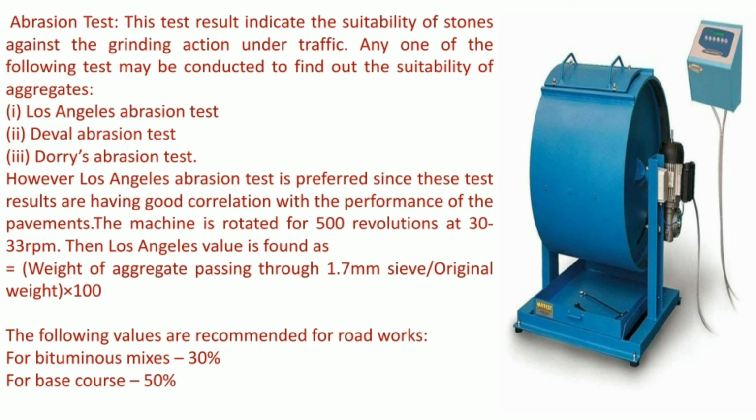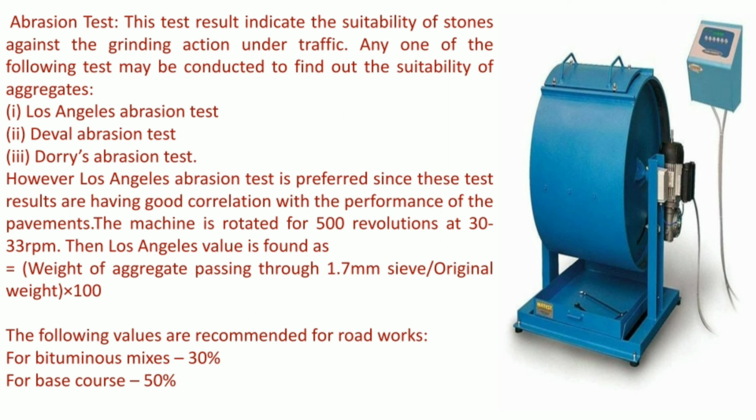This test result indicates the suitability of stones against the grinding action under traffic. Any one of the following tests may be conducted to find out the suitability of aggregates: Los Angeles abrasion test, Deval abrasion test, Dorry abrasion test. However, the Los Angeles abrasion test is preferred since its results have good correlation with the performance of the pavements. The machine is rotated for 500 revolutions at 30 to 33 rpm. Then the Los Angeles value is found as the weight of aggregate passing through 1.7 mm sieve upon original weight into 100.